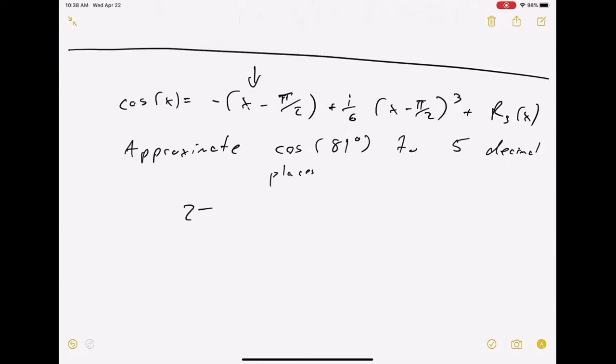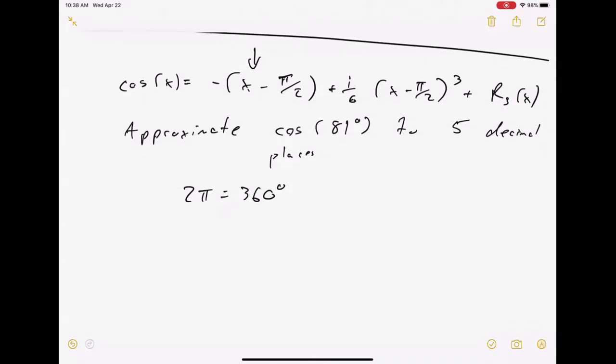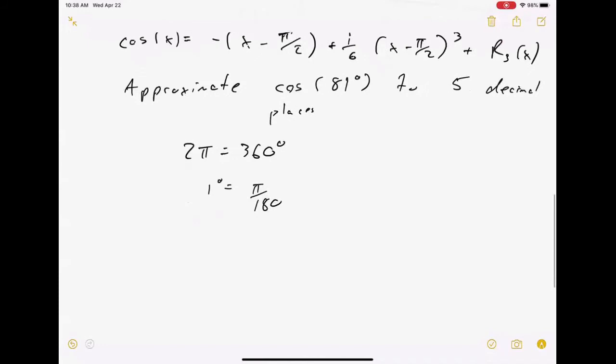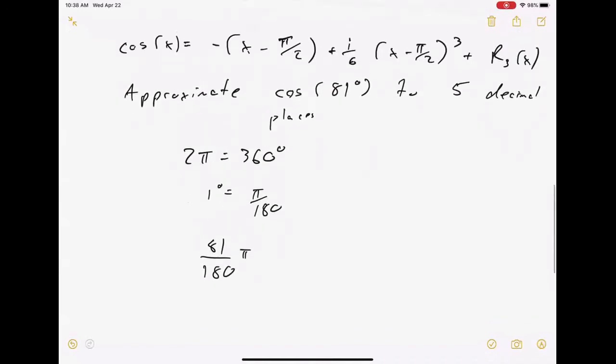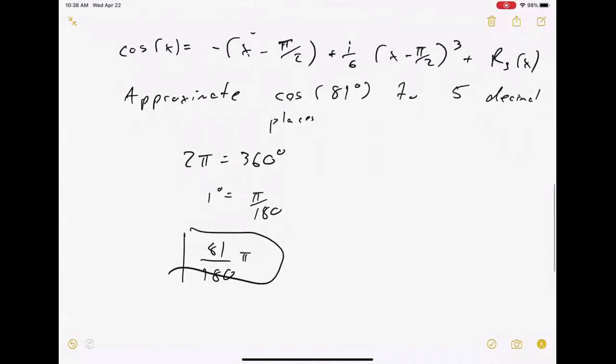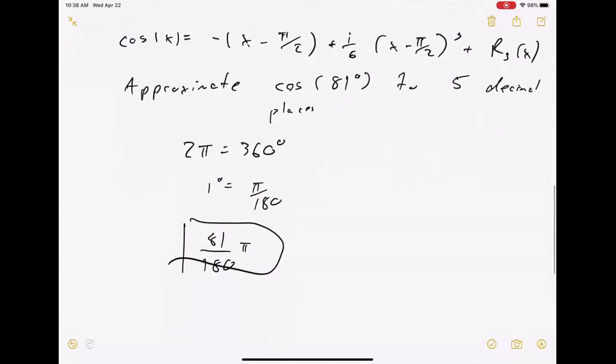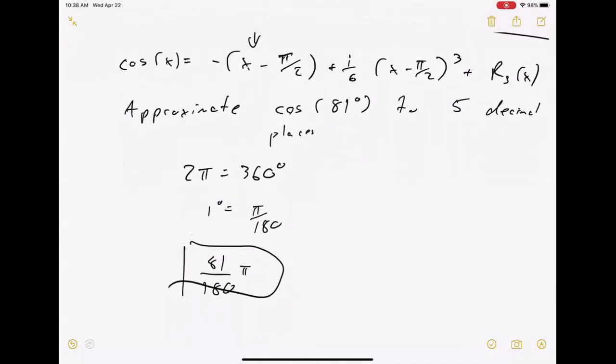Let's see, 2 pi equals 360 degrees. So one degree equals pi over 180. So 81 degrees should be 81 over 180 pi. Okay. Now, this is my measure in radians. Now, to get my approximation, I just plug this value into my Taylor polynomial.